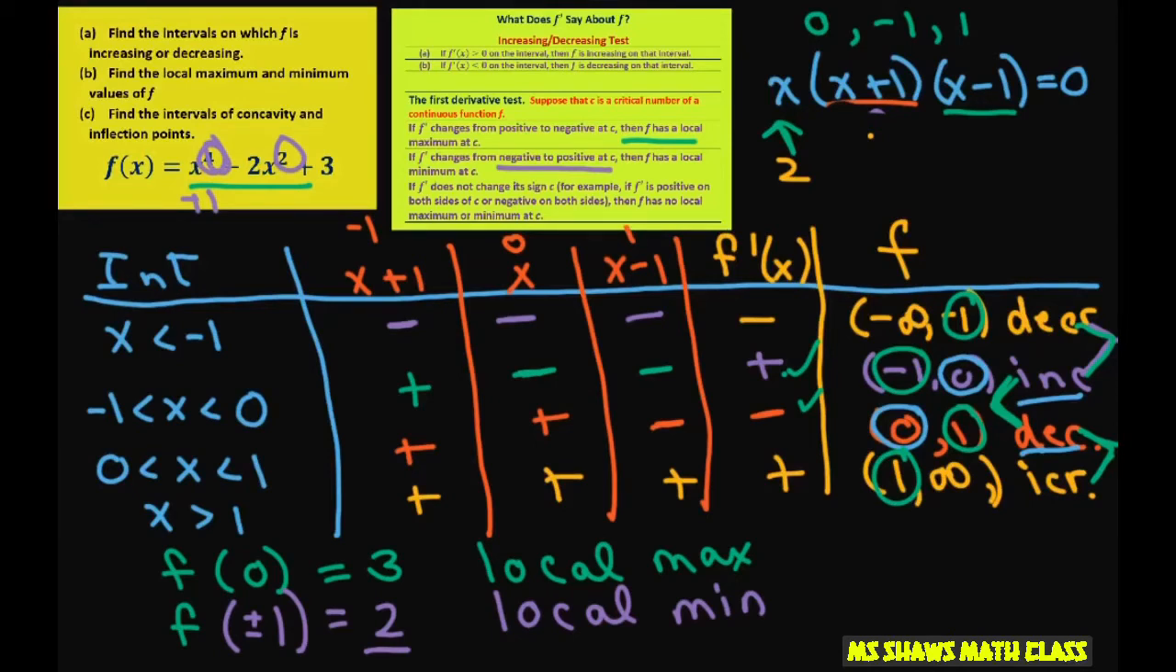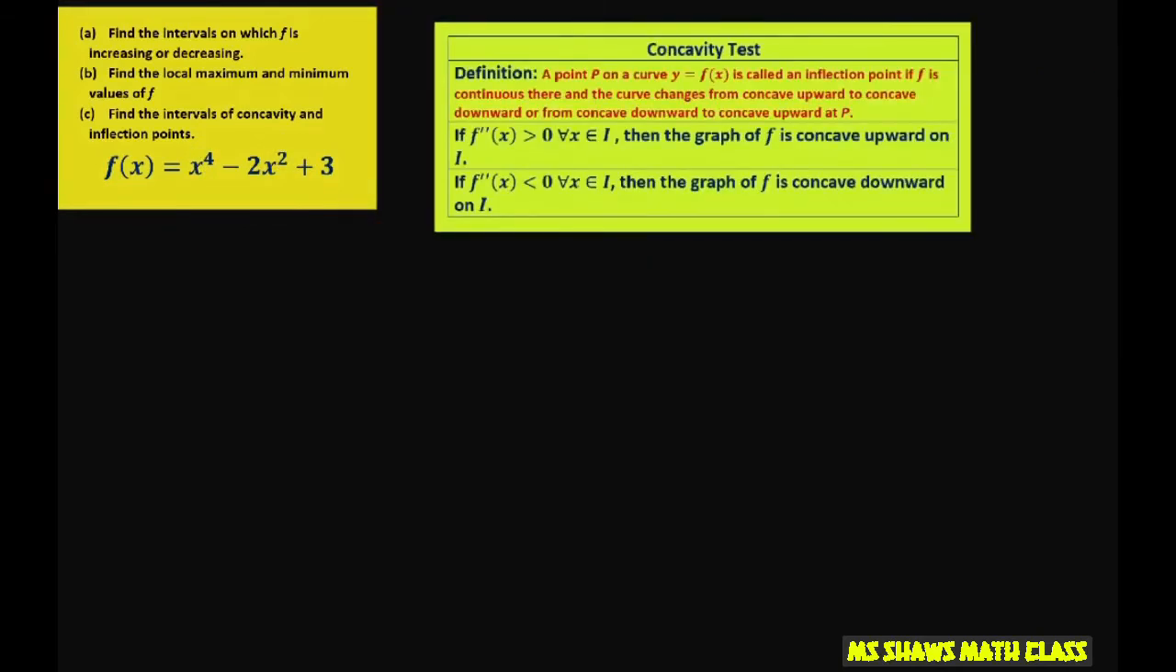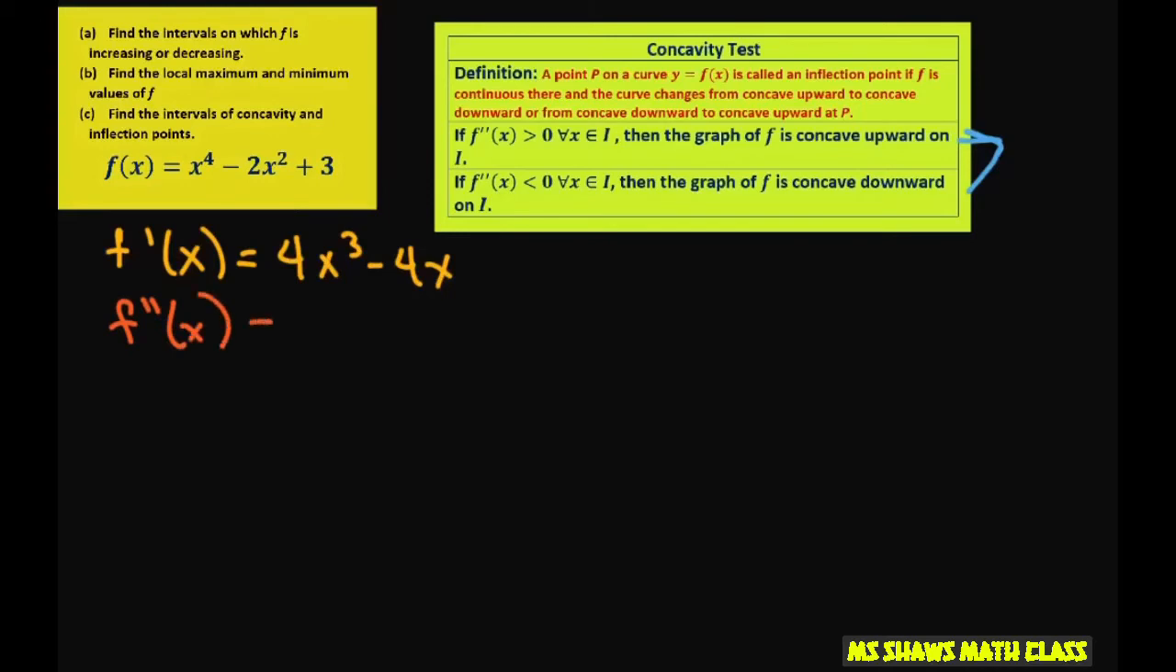Now let's do the concavity test. The concavity test is, we're going to see if it's concave upward and downward. If you have up and down, then you're going to have an inflection point. So we're going to take the second derivative. Our first derivative, let me write that down, was 4x cubed minus 4x. So our second derivative is going to be 12x minus 4.